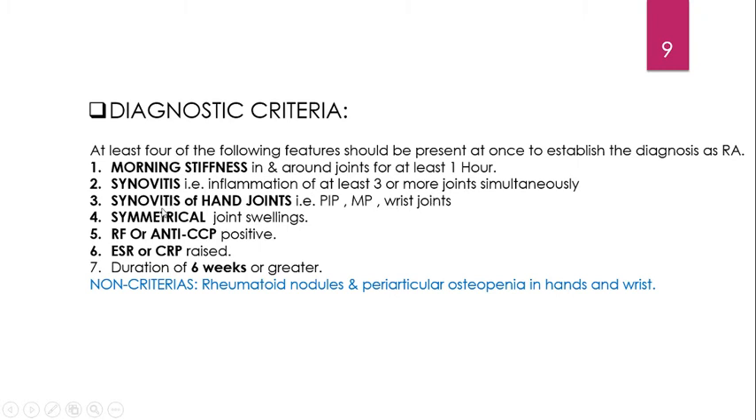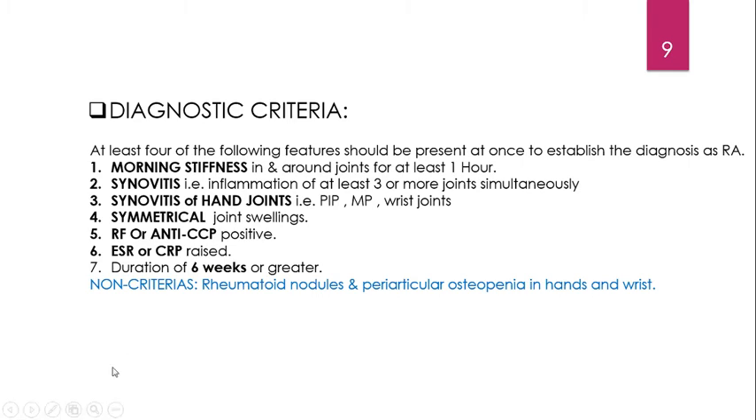And there is synovitis of hand joints like proximal interphalangeal joints, metacarpophalangeal joints, and wrist joints. Symmetrical joint swellings, this is very high yield, and rheumatoid factor and anti-CCP should be positive. ESR or CRP are raised, and duration of 6 weeks or greater. That is, a patient complaining of these symptoms should have had them for 6 weeks or greater to diagnose rheumatoid arthritis.